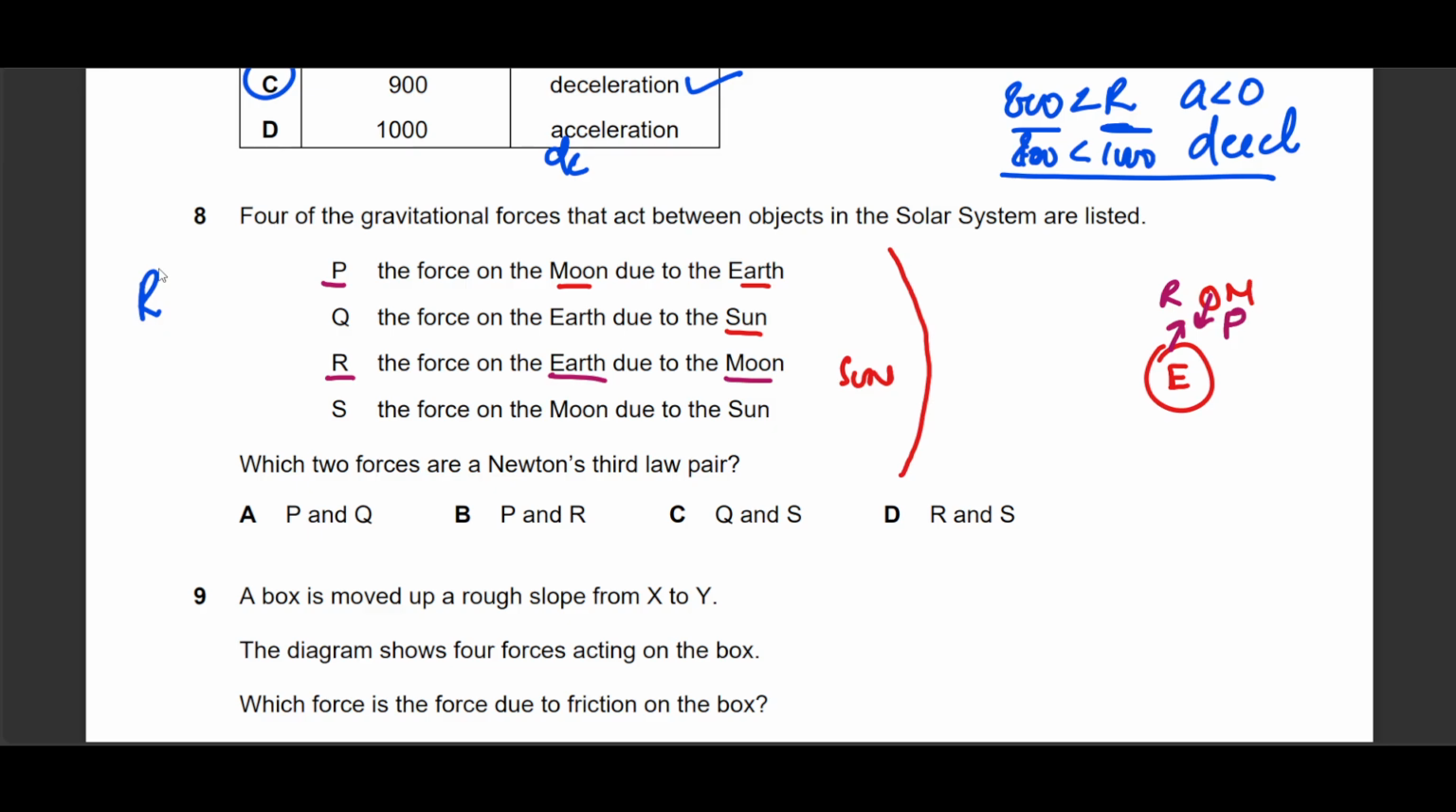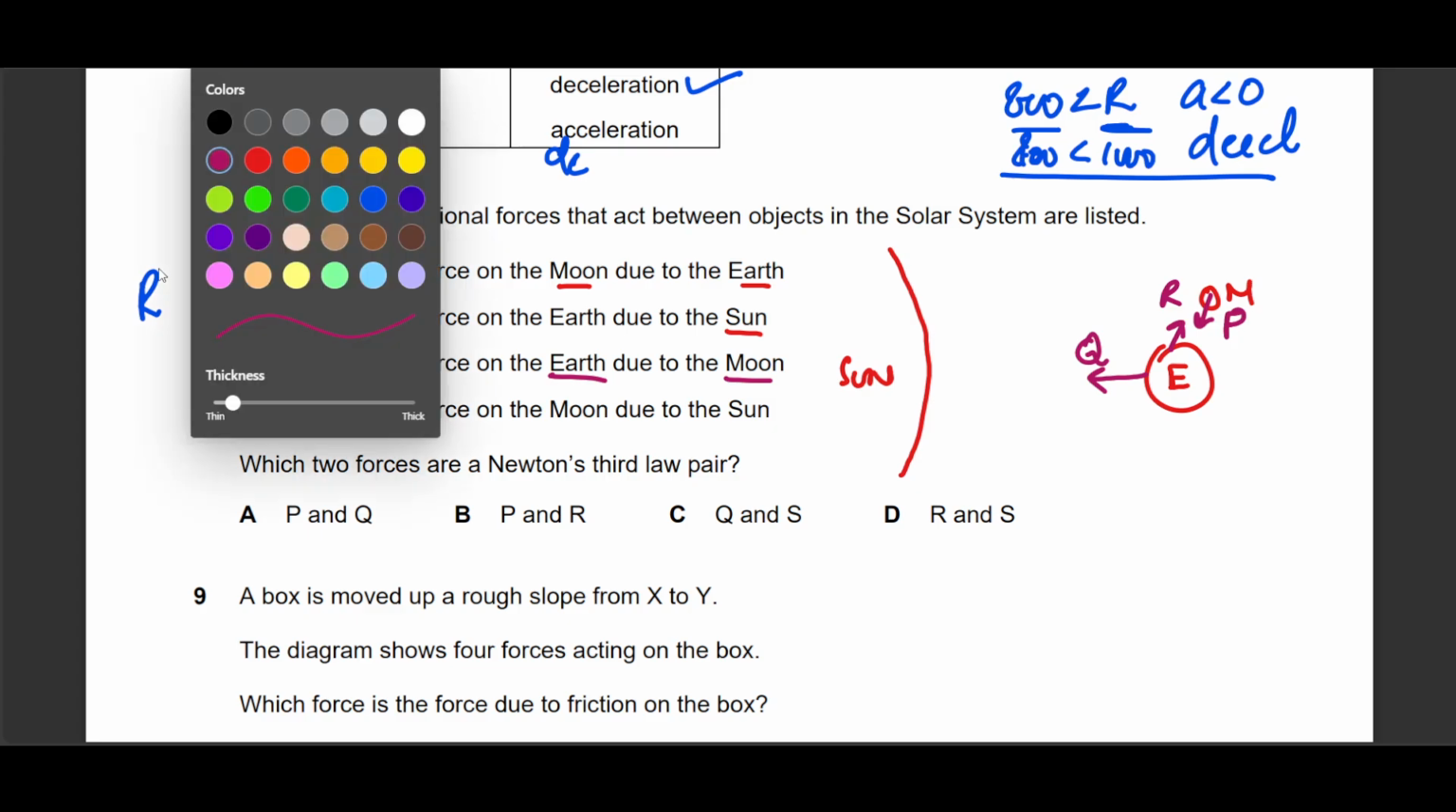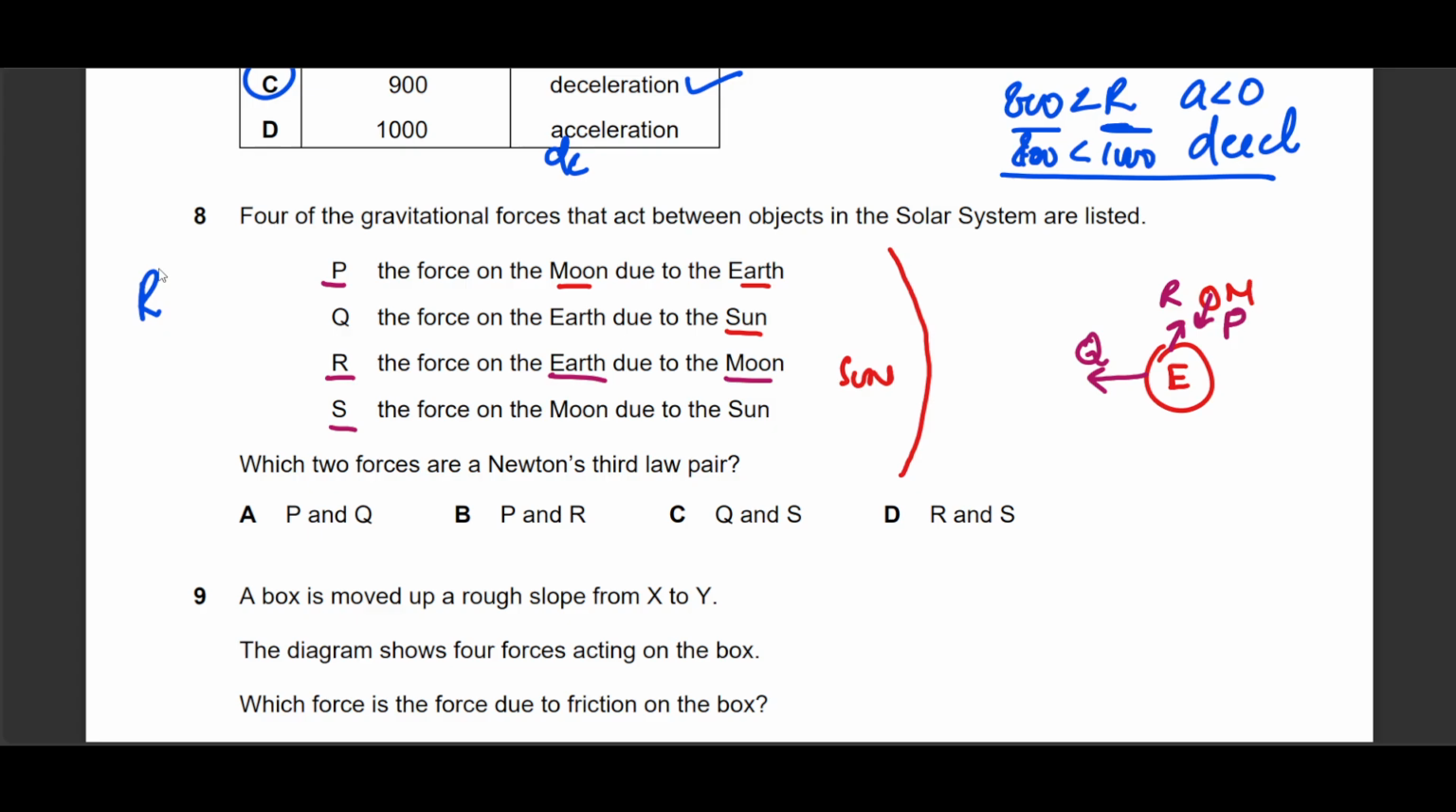Q is the force on earth due to the sun, so that would be in this direction. This should be Q. And then S is the force on the moon due to the sun. So S will be from the moon towards the sun, right? Let me choose a different color for this.